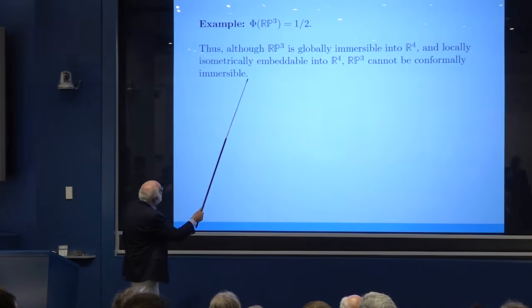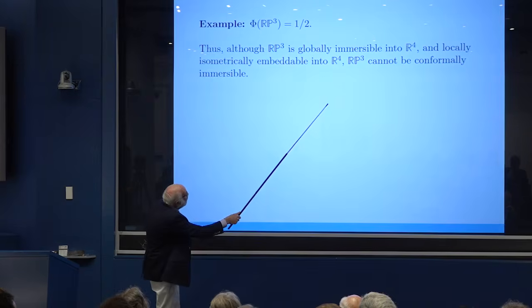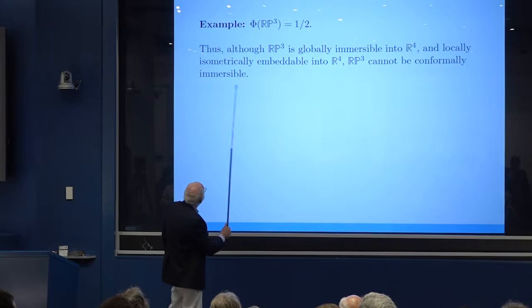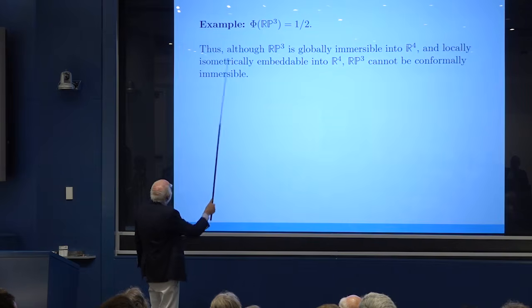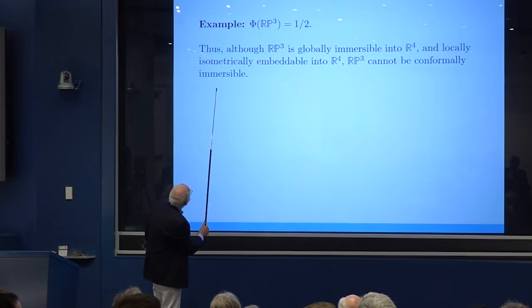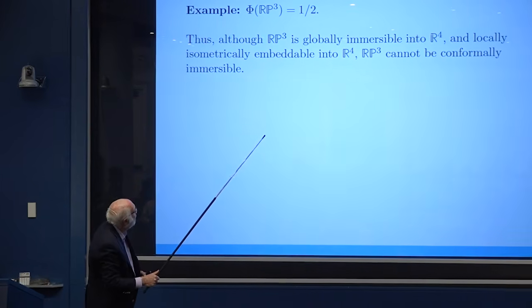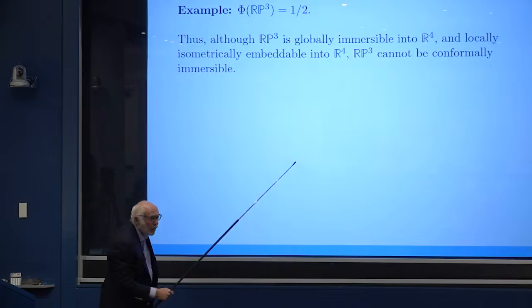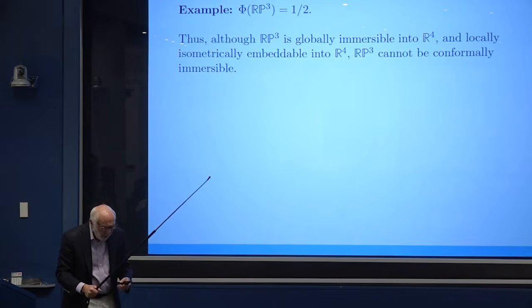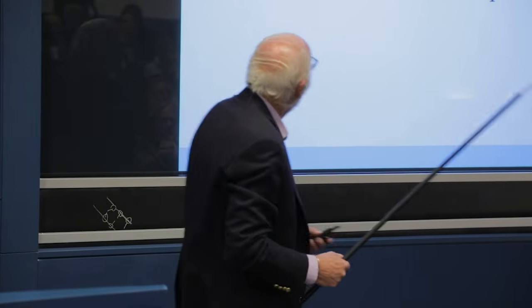So even though you could globally immerse this into R4, and locally it's using its standard metric, and locally it's isometrically invertible because it just looks like a round sphere, globally it can't be conformally immersed in R4. I don't think there's any other way to prove that. Well, maybe there's some other way to prove it, but it was a nifty proof.